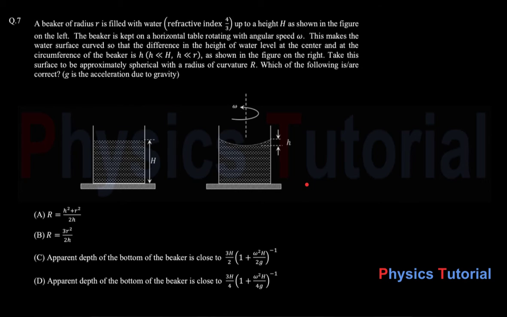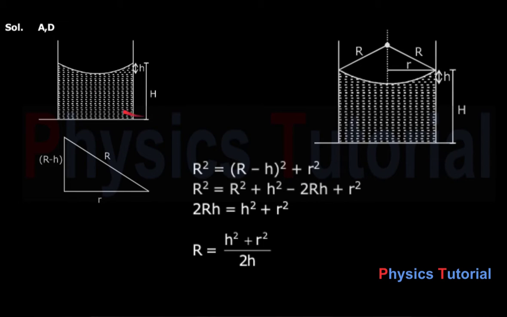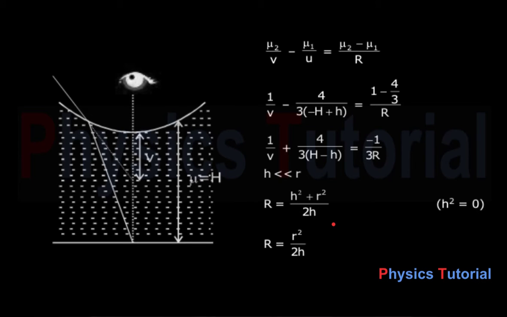Now let's present the solution. A and D options are correct. For option A, let this be H, and this is capital R. You can see this in the diagram, and if you drop a perpendicular here, this is small r, the radius, and this is H. So capital R minus H is this much. Use the Pythagoras theorem, and after solving you get capital R equal to H square plus r square upon 2H. So option A is correct.